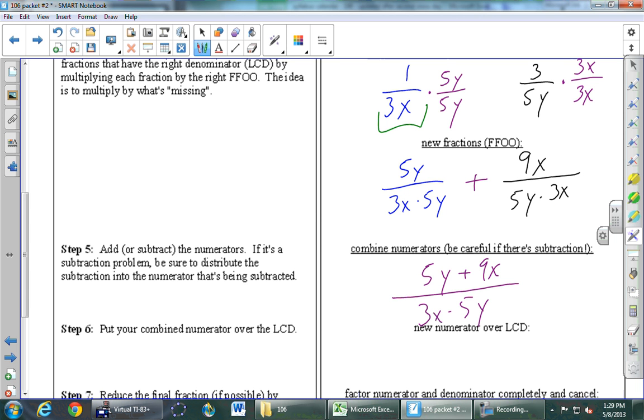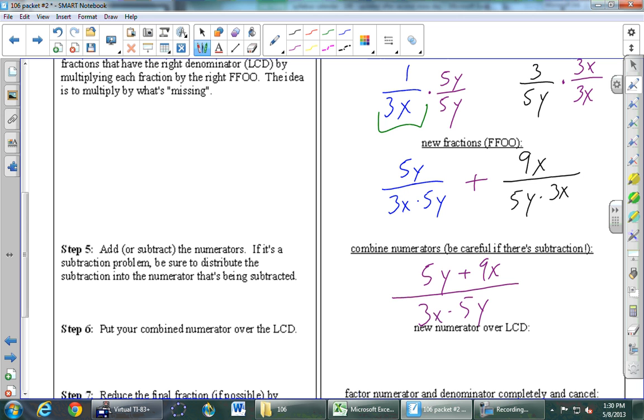Okay, how about now? Can I cancel 5 and 5? No, because what's the operation upstairs? It's addition. It cannot cancel there. Can you factor this? No. If we could, we should, because if we could factor, then we could maybe cancel. But we can't do anything else. It's done.